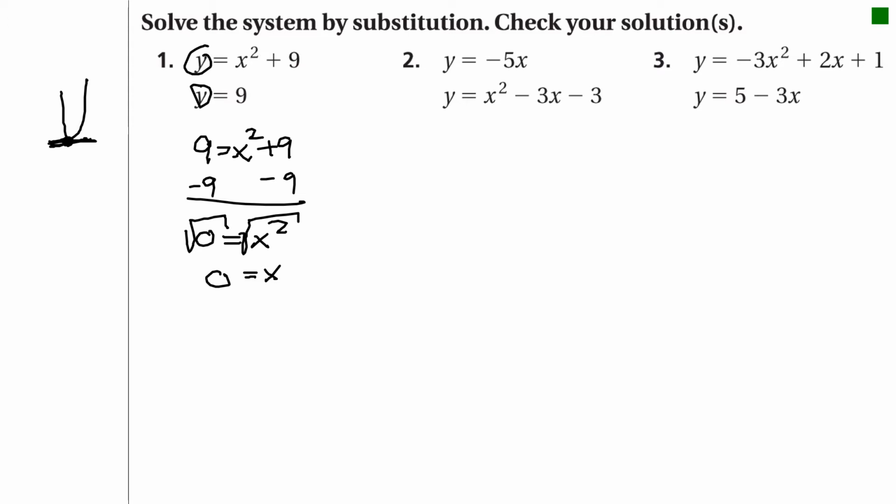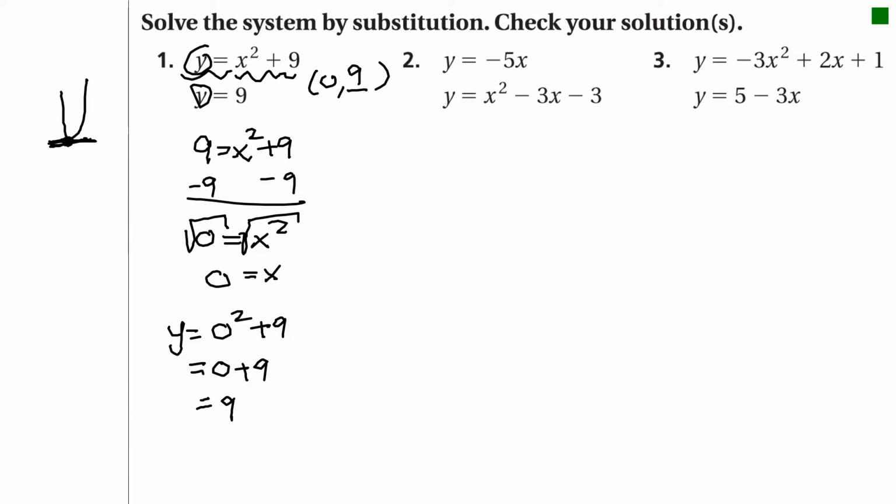So we're looking for an ordered pair. We know x is 0, now we need to find what y is. We're missing what y is. So we're going to plug it back into our equation. So y equals 0 squared, I plugged it back into this one up here, plus 9. 0 times 0 is 0. 0 plus 9 is 9. And we figured it out. Done.